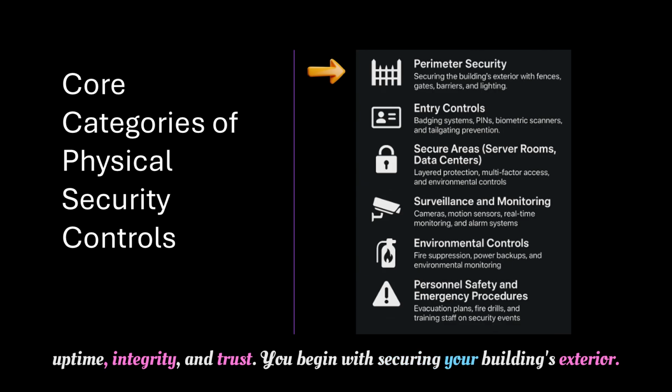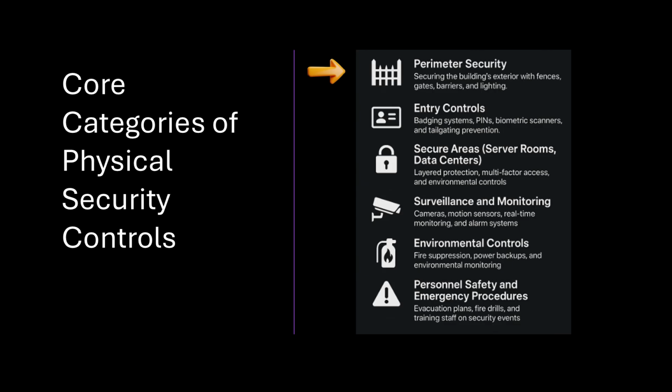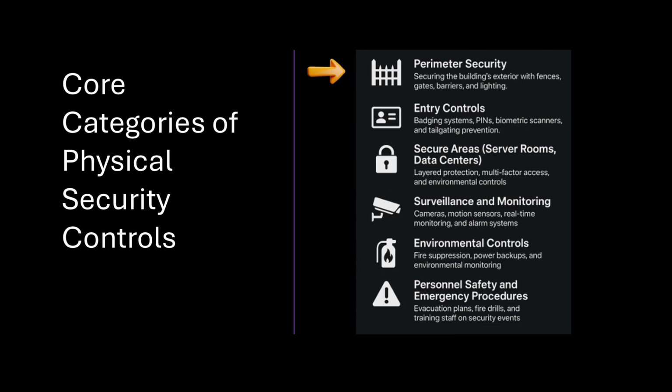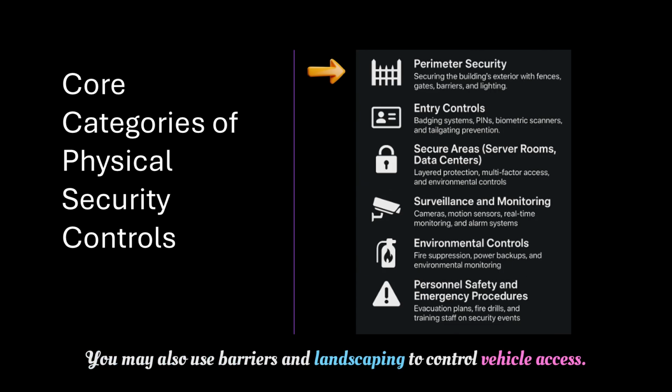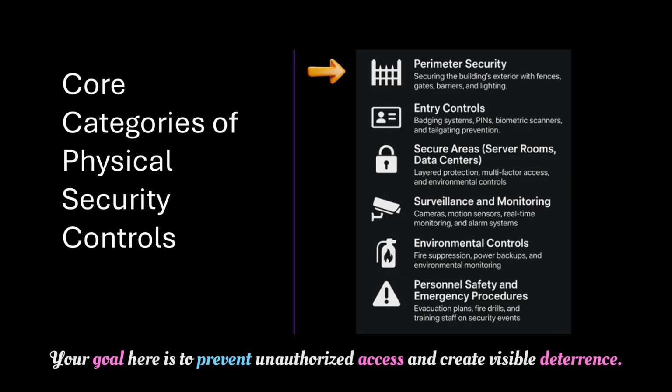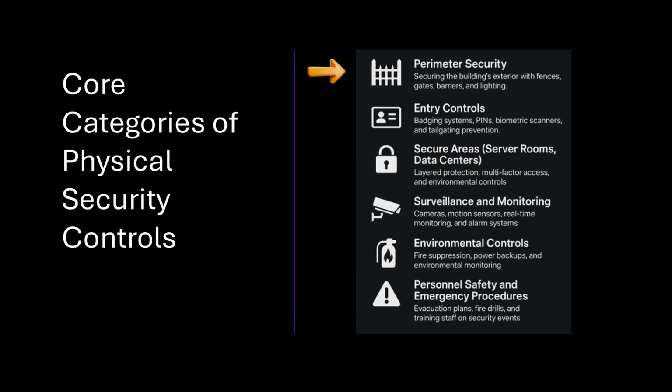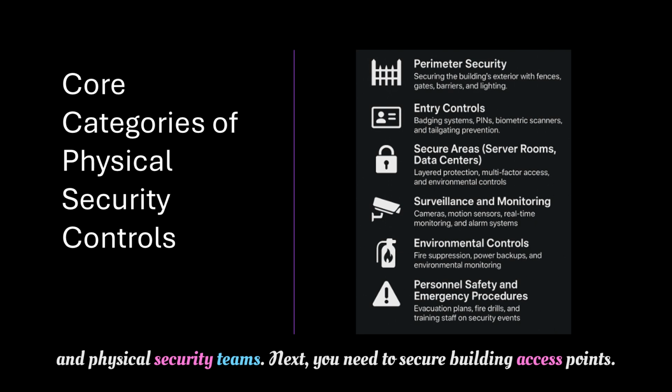You begin with securing your building's exterior. This includes fences, gates, bollards, and security lighting. You may also use barriers and landscaping to control vehicle access. Your goal here is to prevent unauthorized access and create visible deterrence. As a leader, you should regularly review perimeter assessments with facilities and physical security teams.